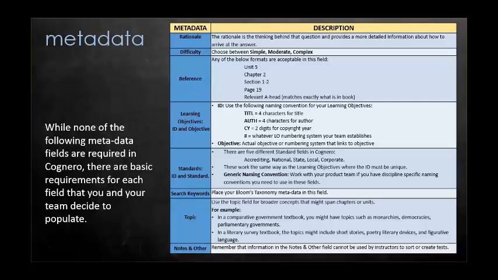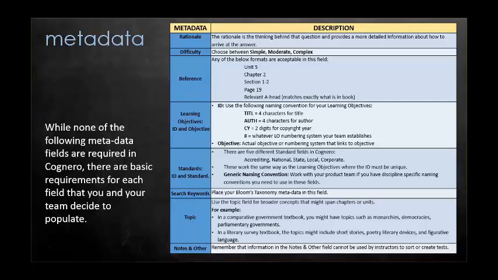Standards, broken down into ID and standards. There are 5 different standard fields in Cognero: accrediting, national, state, local, and corporate. These work the same way as learning objectives, where the ID must be unique. Generic naming conventions: for this, you're going to work with your product team if you have a discipline-specific naming convention that you need to use in these fields.